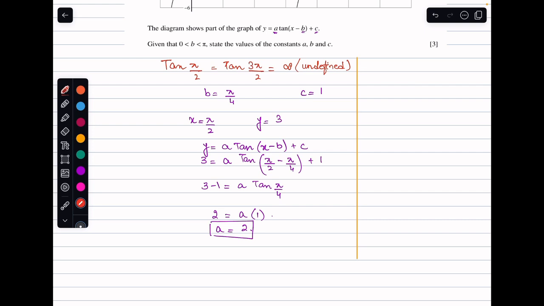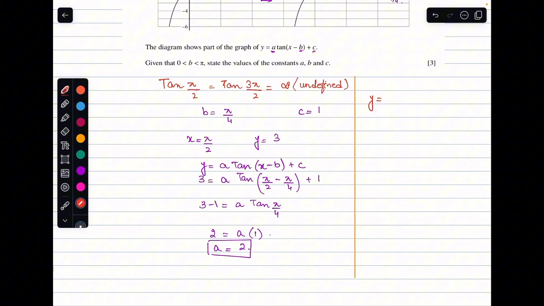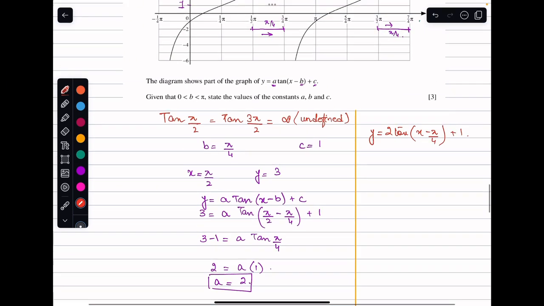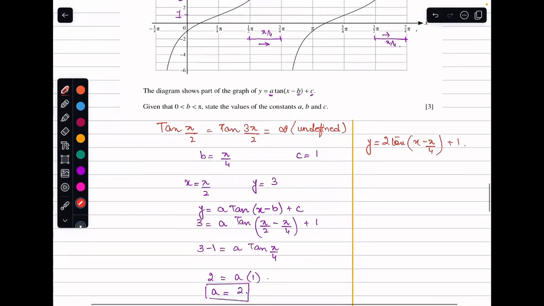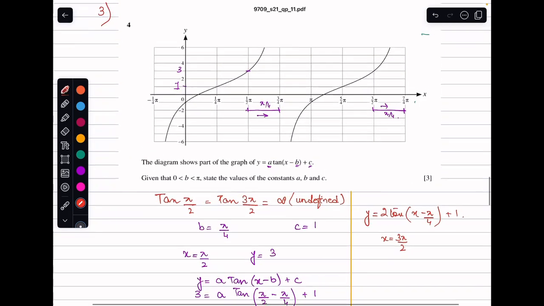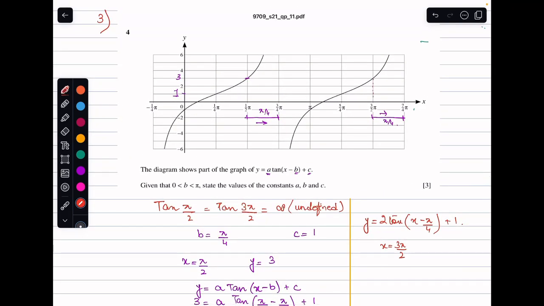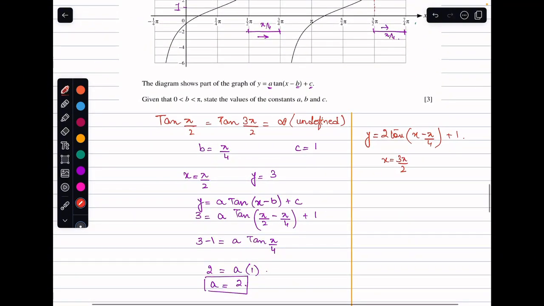what I can see here is that y now shall be equal to, substituting a by 2, tan of x minus pi by 4, and then I have the c value, which is a 1. So simply just substitute any of the given values here. Like I can substitute 3 pi by 2. I can take x as 3 pi by 2, and from the graph I can see that when x is 3 pi by 2, the y value here is a 3.